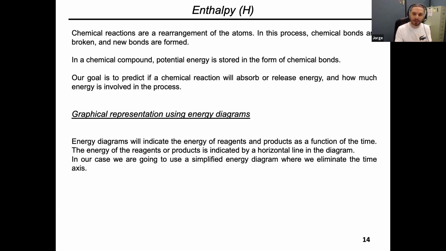Every time a chemical bond is broken, we need to provide energy to the system. And when new bonds are formed, the system will release energy because it's moving to a more stable state. Therefore, in a chemical compound, potential energy is stored in the form of chemical bonds. And this energy that any chemical compound has is defined as enthalpy. Symbol for enthalpy is H.